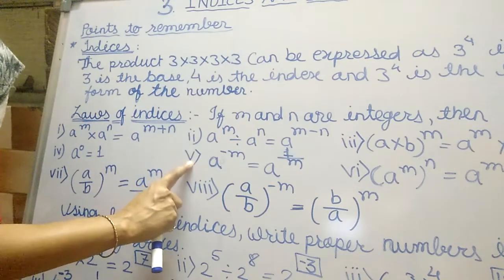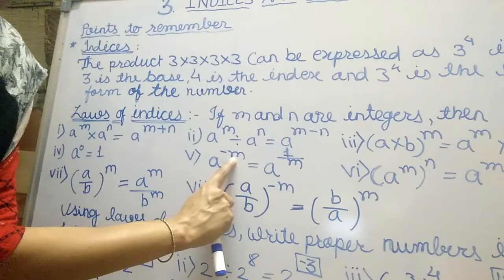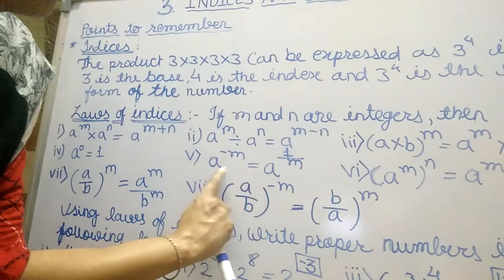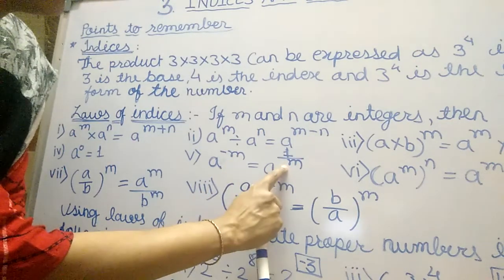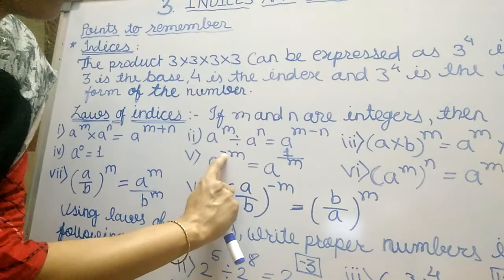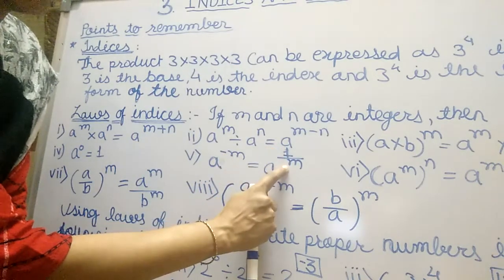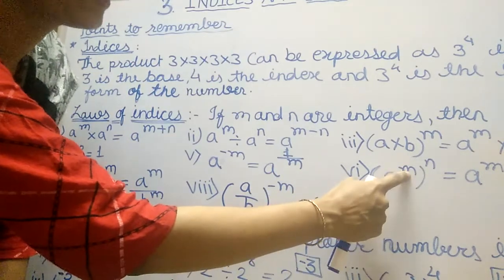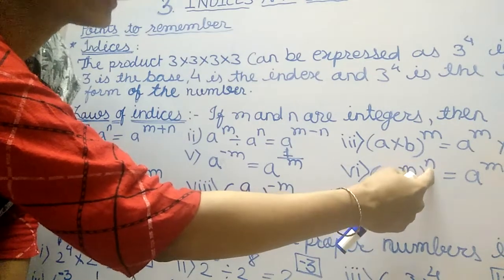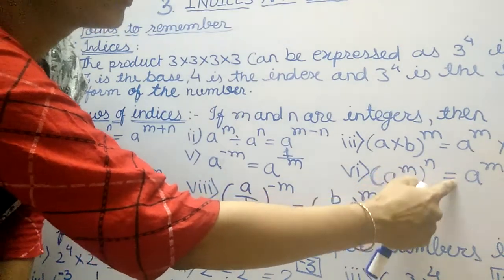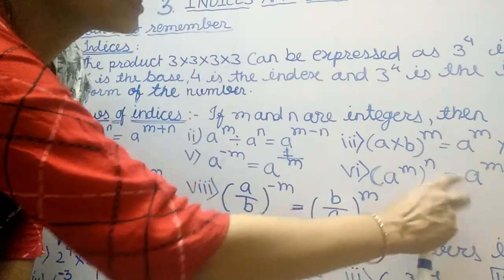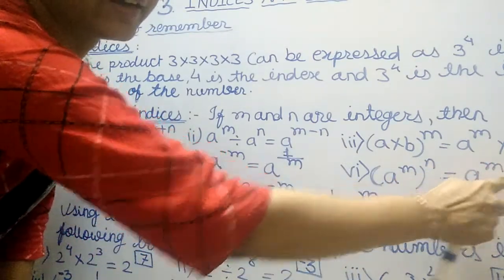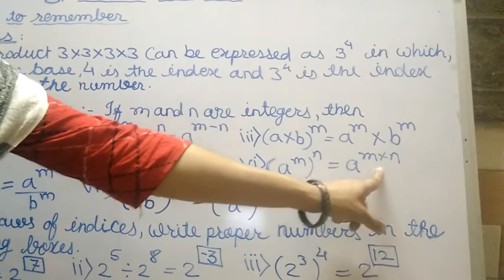Now the next law, fifth: a to the power minus m. Minus m means the power is negative, hence in that case the base stays the same and the power becomes 1 by a to the power m. For negative power we have to write 1 by a to the power m. Now sixth law: if a to the power m is given and again a double power n is given, then a is the common base, and for double power we have to multiply both the powers, m multiplied by n.